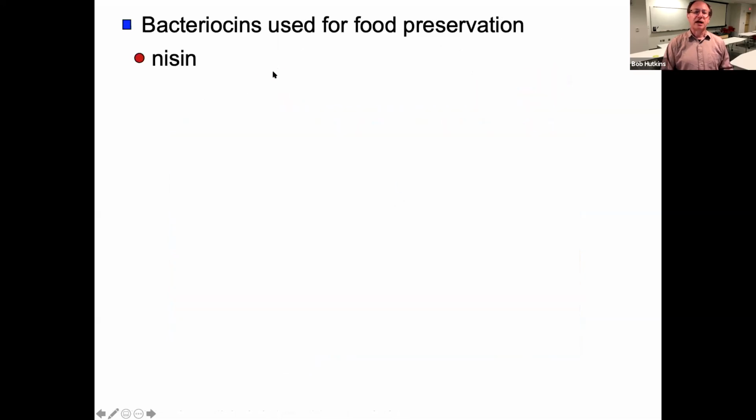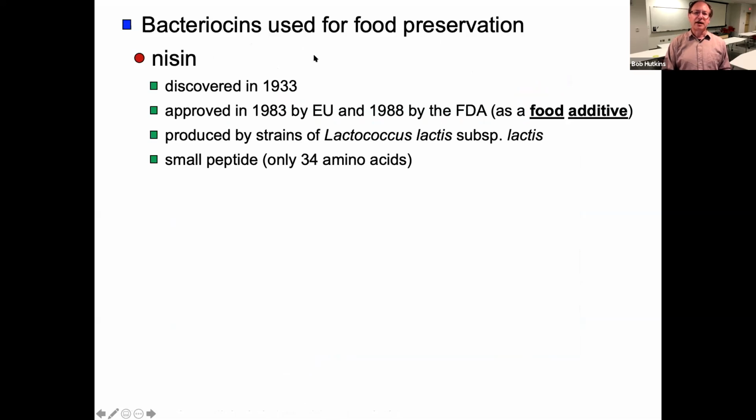Okay, so now let's focus on nisin, which has a long history. So almost 100 years ago is when it was discovered, approved almost 40 years ago in Europe, and 30 years ago by the FDA as a food additive.